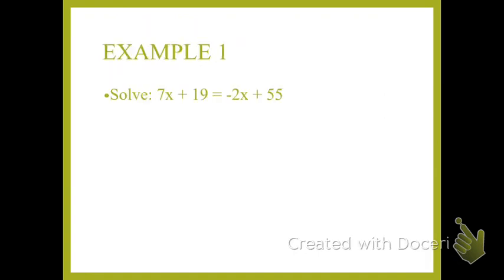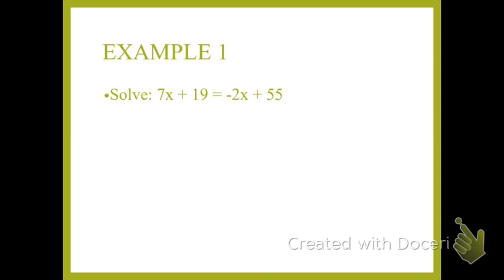Then your last step might be to multiply or divide to get the variable by itself. So here's our first example. 7x plus 19 equals negative 2x plus 55. 7x plus 19 has no like terms, neither does negative 2x plus 55. So there's no simplifying to do in the first step.